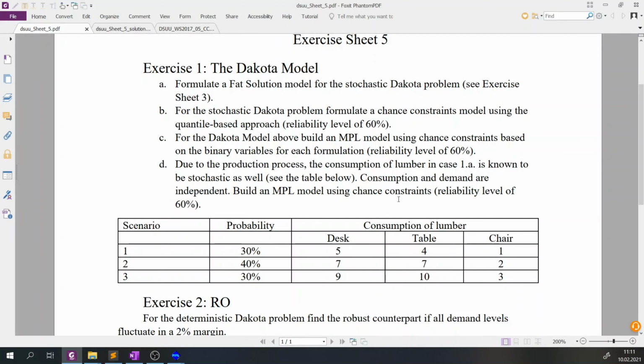And we had here the case when two stochastic parameters, consumption and demand, are independent, which means that they generate all the possible combinations between the scenario for consumption and scenario for demand. So they define 9 scenarios. There are 9 combinations there for 9 scenarios in the final model.